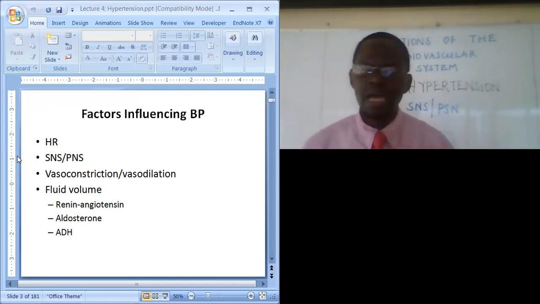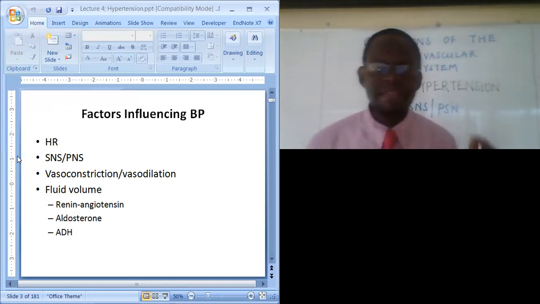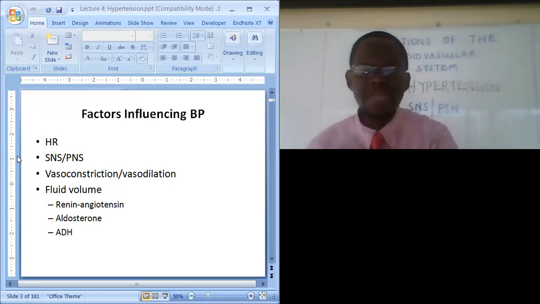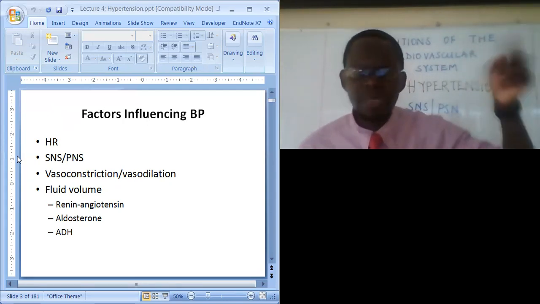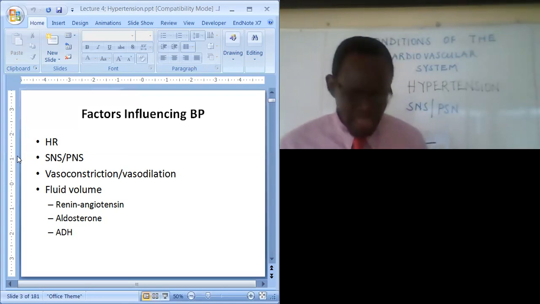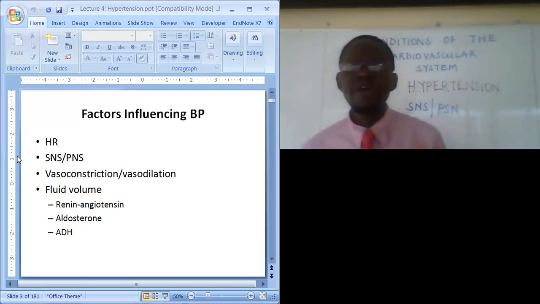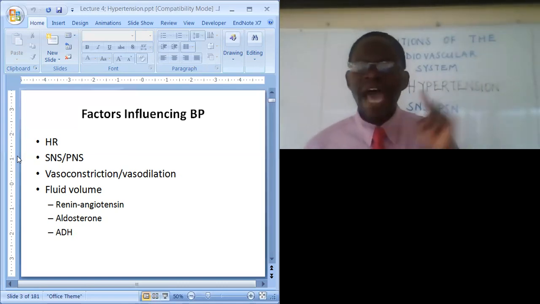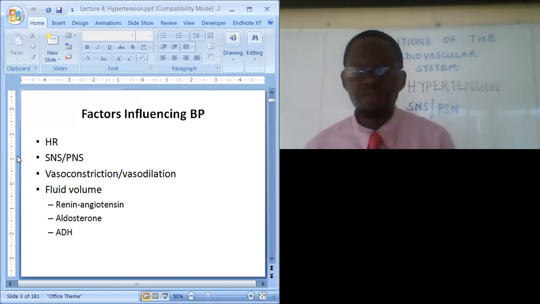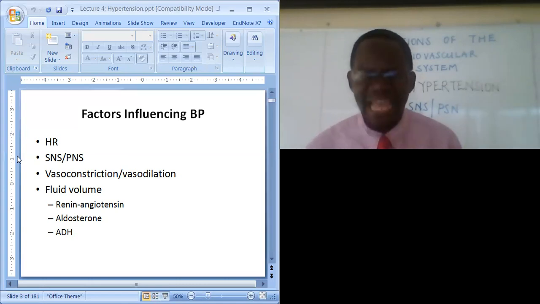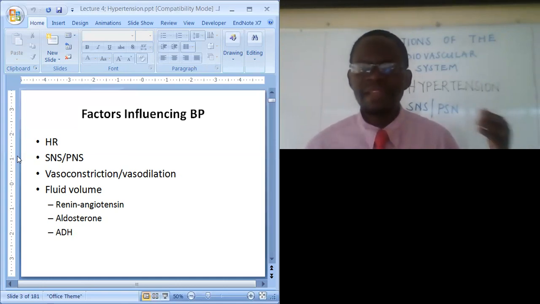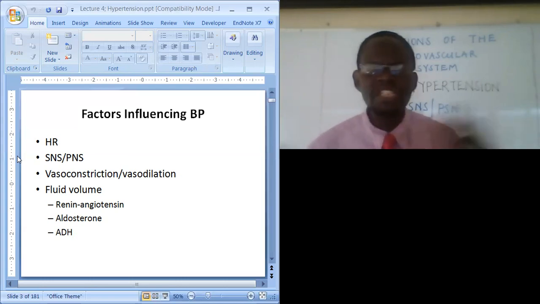Remember, we talked about total peripheral resistance. If a blood vessel constricts, then the total peripheral resistance within the arterial system increases. At the same time, if it dilates, then the total peripheral resistance reduces. The other very important influence on blood pressure is blood volume, in other words, the amount of blood within the vascular system. And we said that blood volume directly influences the cardiac output, which in turn influences the blood pressure.